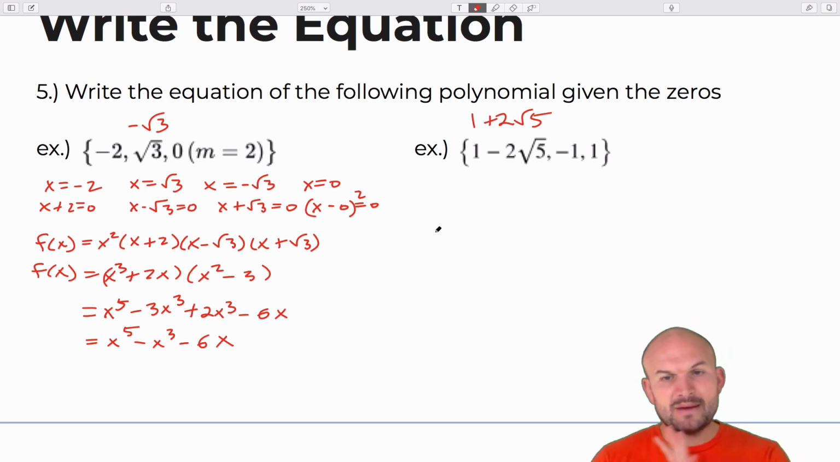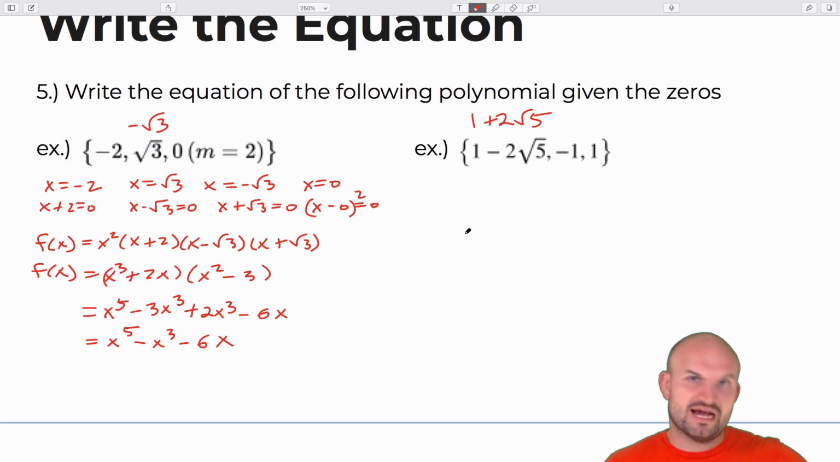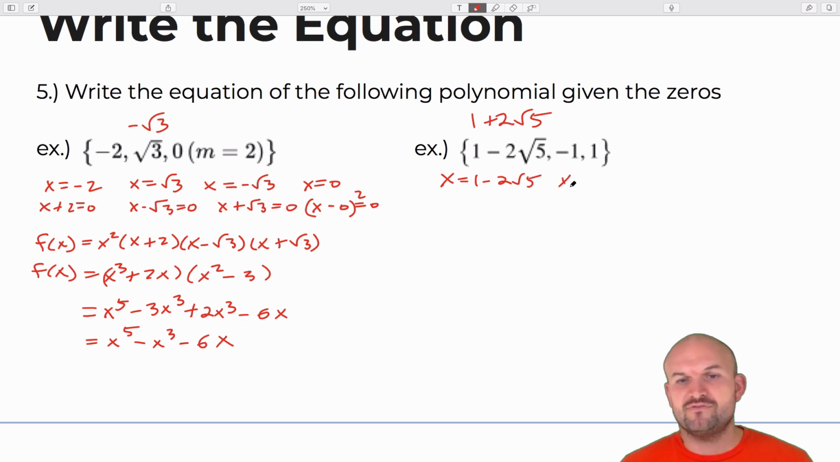Now the next one, I'm going to do the longhand method, and then once we do complex zeros, I'll show you a shorthand or a trick for this. But I think the important part is first just to understand them as they go. And again, we see this zero, x equals 1 minus 2 square root of 5. Therefore, x equals 1 plus 2 square root of 5. X equals negative 1, and x equals positive 1.